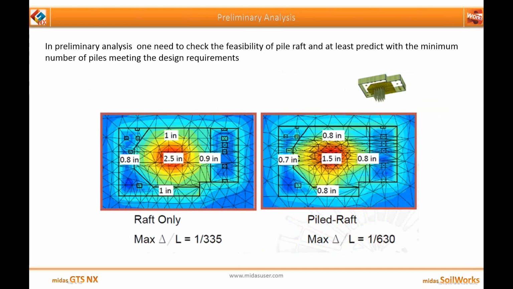Now let us talk about the preliminary analysis. In preliminary analysis, one needs to check the feasibility of pile raft and at least predict the minimum number of piles meeting the design requirements. For example, you can see in the figure that we created a model, and we checked one with raft only and the other with pile raft, and you can see that the maximum displacement per unit length is 1 upon 335. Or you can even check what is the differential settlement coming in the model with the pile and without the pile, and thus you can see whether the pile raft is a requirement for your particular project or not, and then move ahead with the complete analysis.